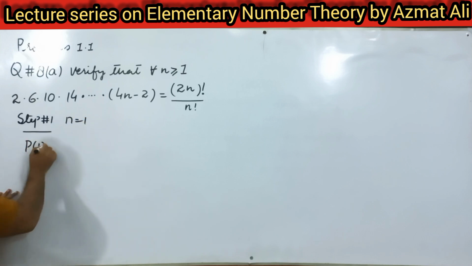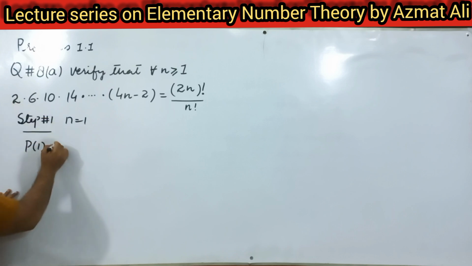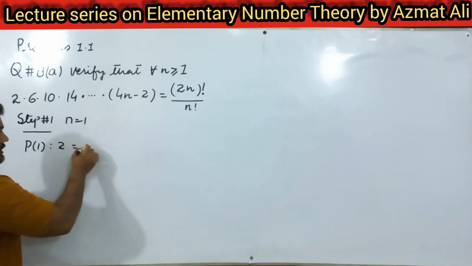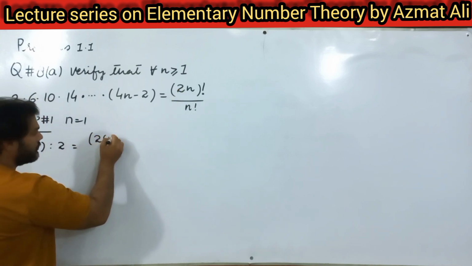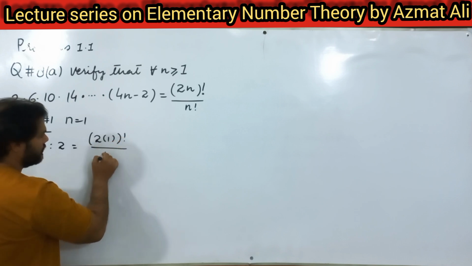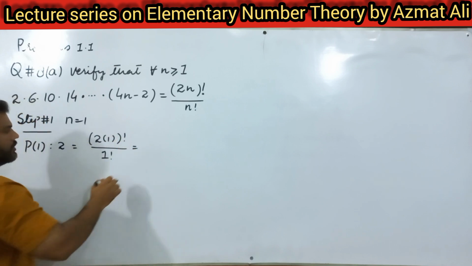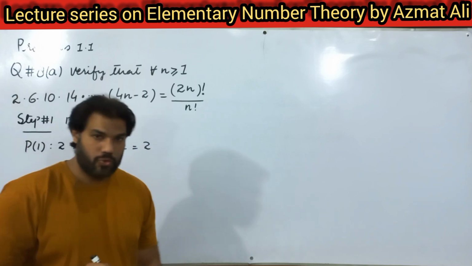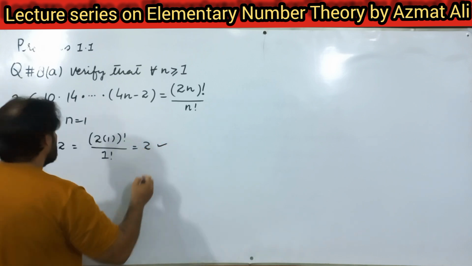The given statement for n is equal to 1 becomes: the first number is 2 here on the left side, and if we put n is equal to 1 on the right side, we have 2 into 1 factorial over 1 factorial. This becomes 2 factorial. 2 factorial is 2 and 1 factorial is 1. 2 over 1 is 2. So the statement is true for n is equal to 1.